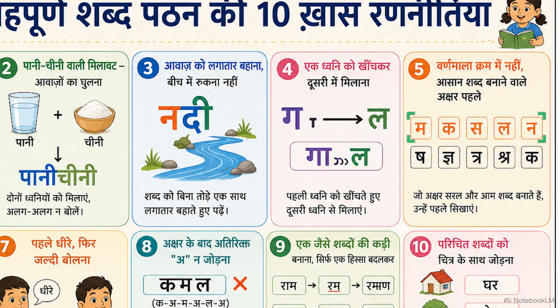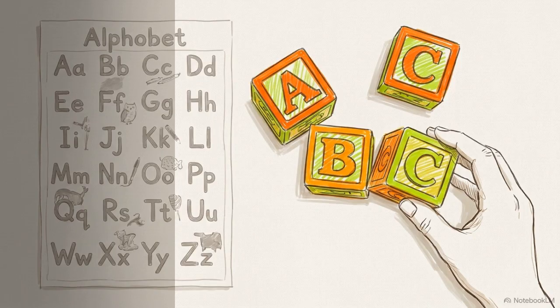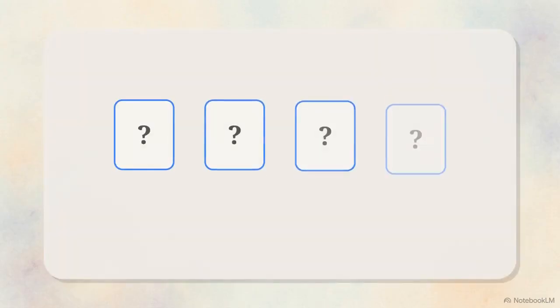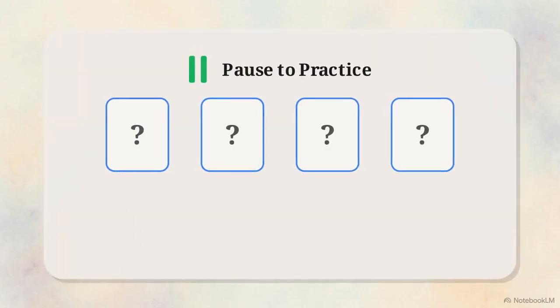Strategy 5 addresses a flaw in standard pedagogy. Teaching the alphabet in its traditional order often delays a child's ability to build actual words by several weeks. Instead, prioritize high-yield letters. When children learn letters appearing most frequently in common words, they immediately begin constructing language they already recognize. Let's try a quick exercise.